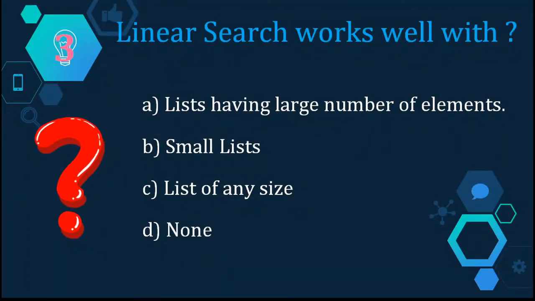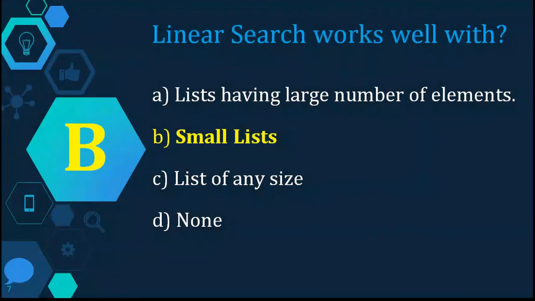The third question is, linear search works well with A, lists having large number of elements, B, small list, C, list of any size, or D, none. So now let's discuss the answer. So the answer is small list.